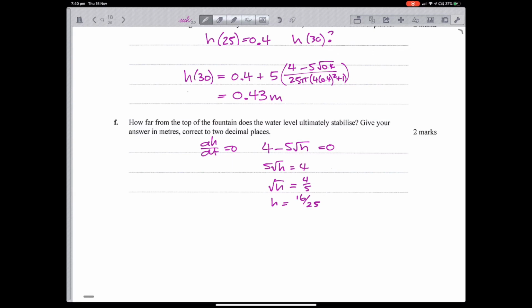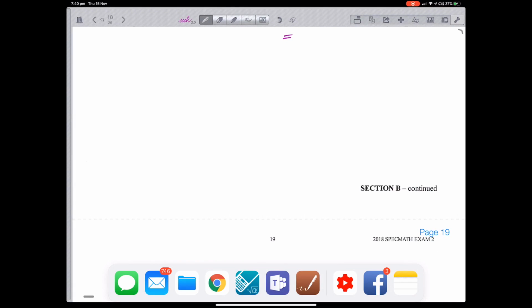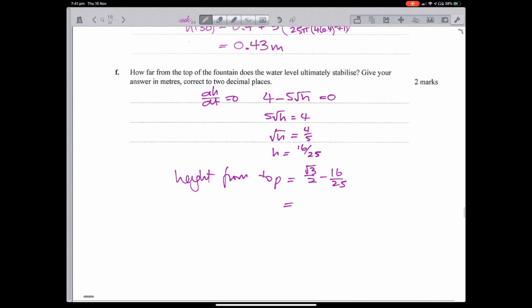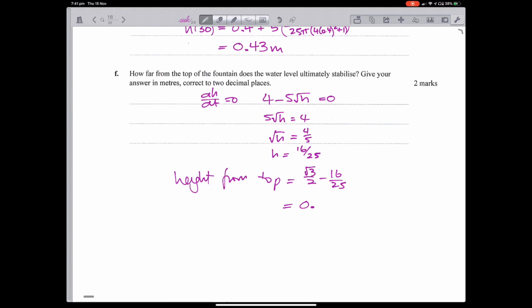So we want it to 2 decimal places. So that's the height. So height from the top is root 3 on 2 minus 16 on 25, which is 0.226. How many decimal places did it want it to? Come on, let me go back. 2 decimal places, 0.226 is 0.23 meters.